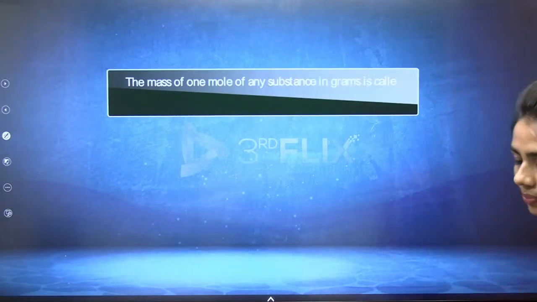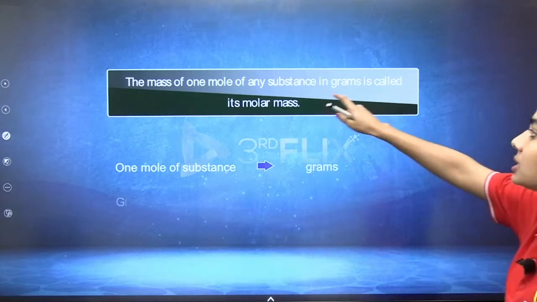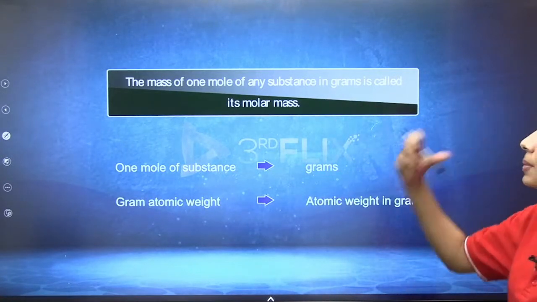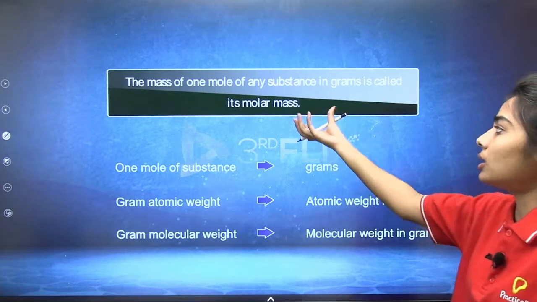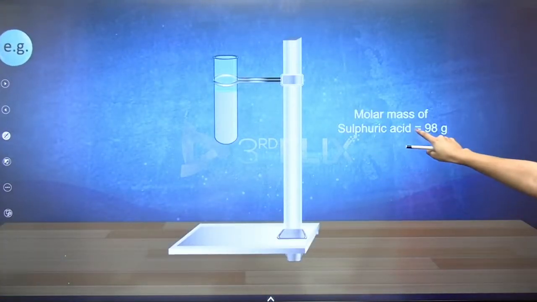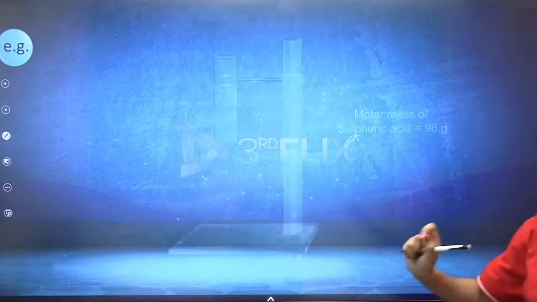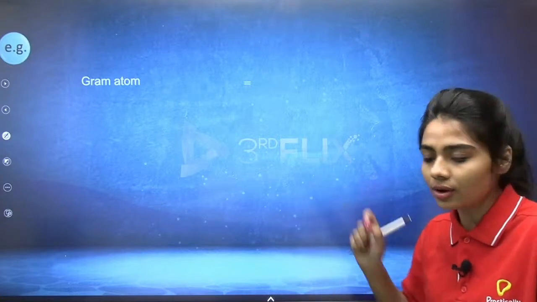The mass of 1 mole of any substance in gram is called molar mass. If we represent any mass in the form of gram, then we will call it as molar mass. So molar mass of sulfuric acid is 98 gram. So we are representing this sulfuric acid mass in terms of gram.